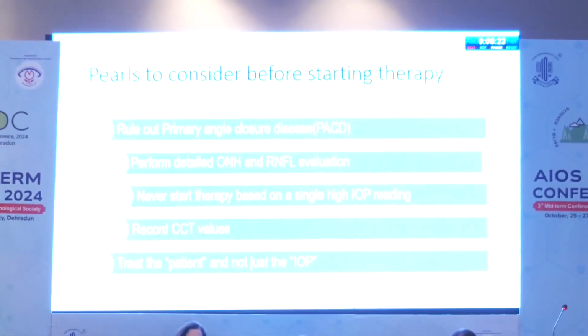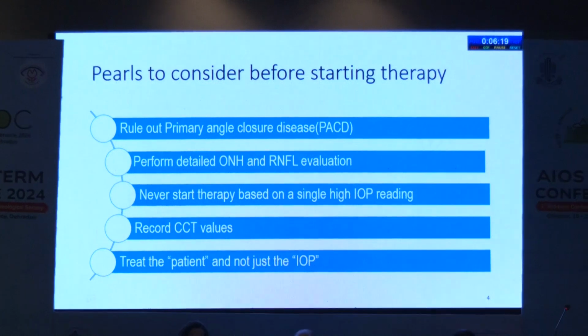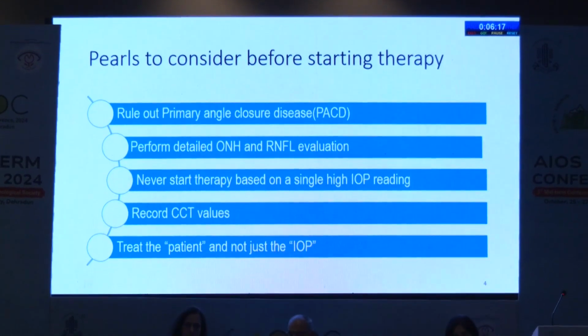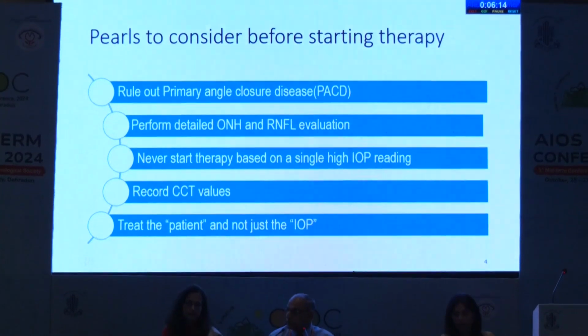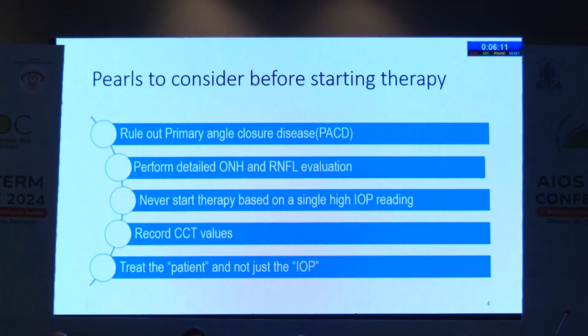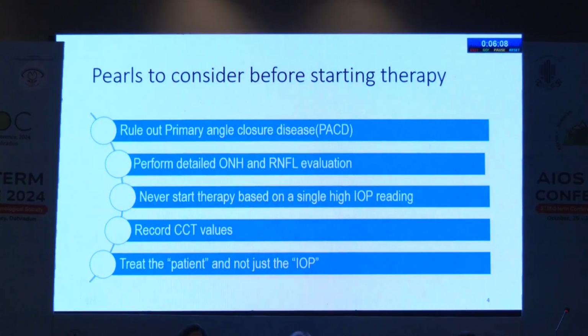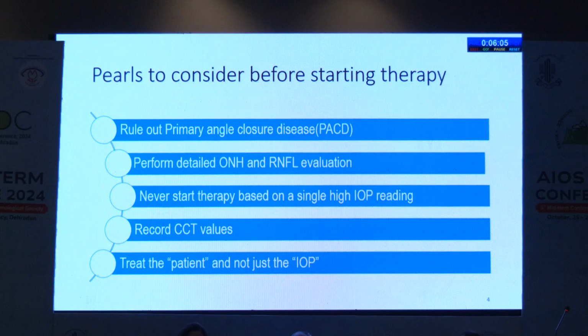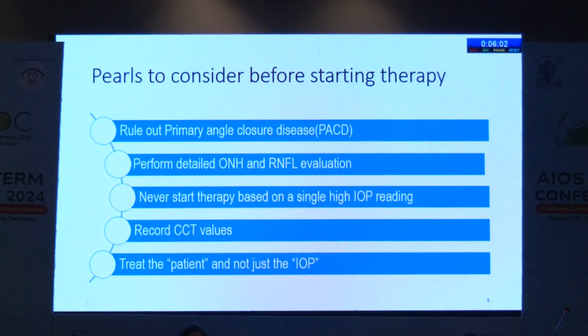Okay. As we all know, glaucoma is a chronic progressive optic neuropathy, and reducing intraocular pressure is the only clinically proven way to retard the progression of glaucoma. Before we start therapy, it is important we rule out angle closure disease and perform a detailed ONH and RNFL evaluation. Extremely important: never start therapy based on a single high IOP reading. So if you have pressures of 24, 25, don't start with your timolol straight away. Record the CCT values, and as we've been taught right from the beginning, treat the patient and not just the high IOP.